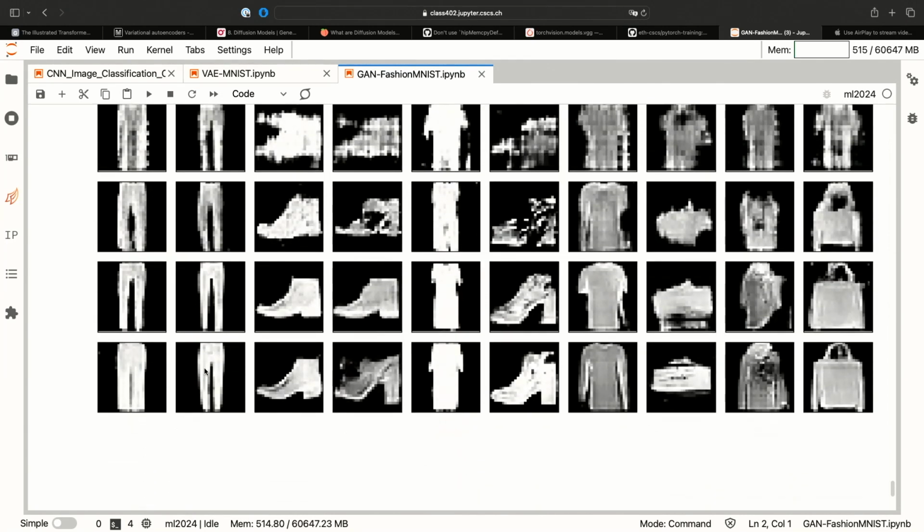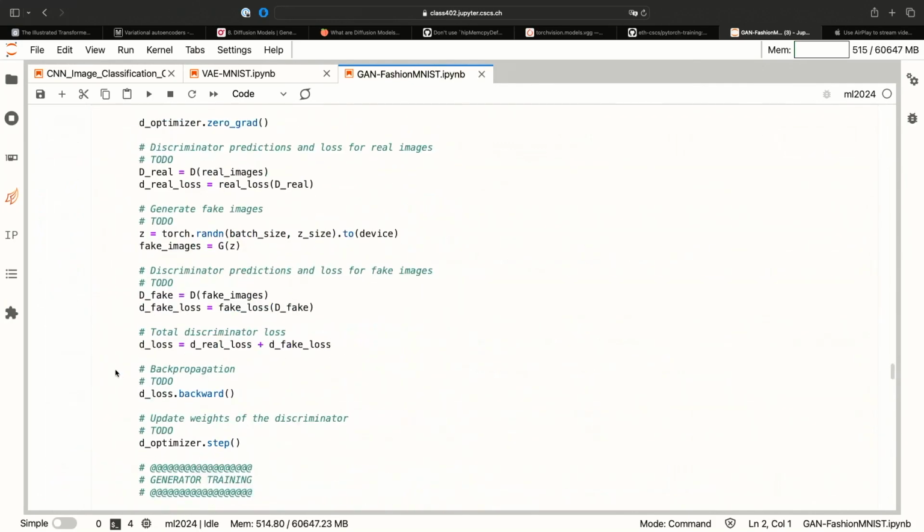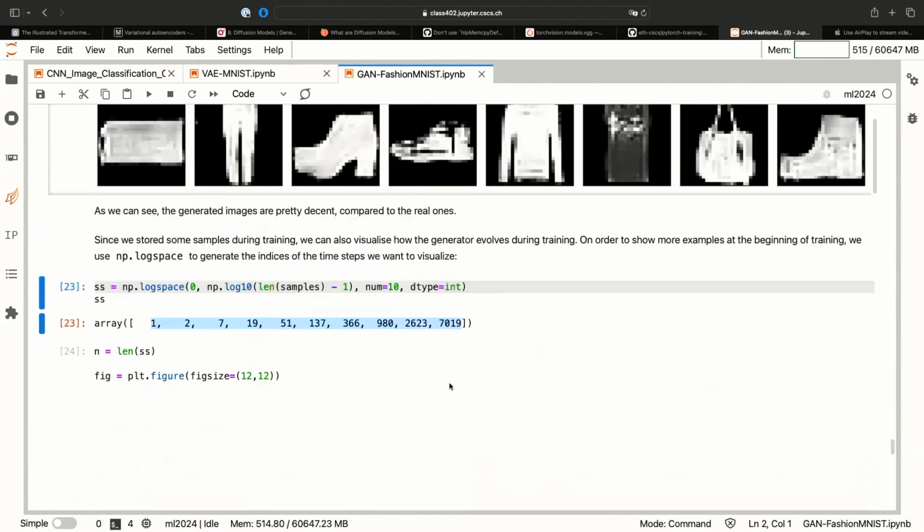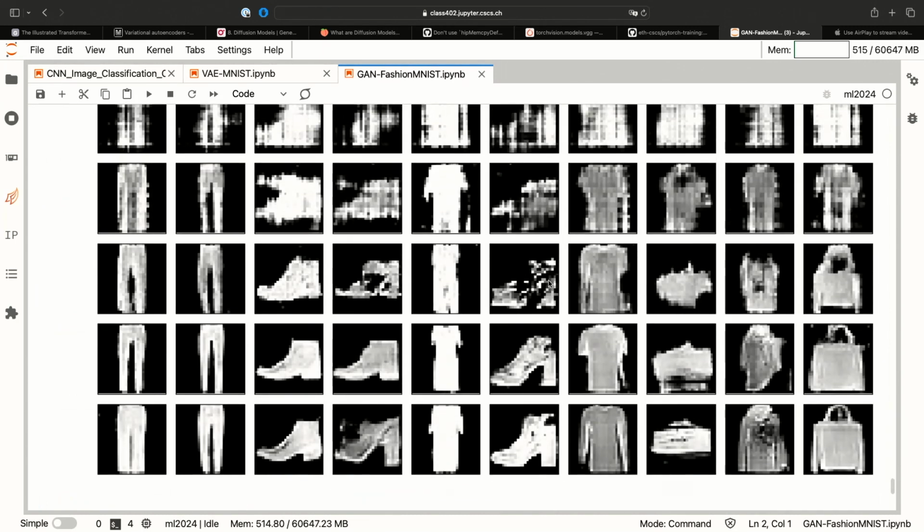And then you can see that at the end of the training, after, I don't remember how many epochs, 15 epochs, so 7,000 iterations with the batch size that we chose, you learn how to generate new images that look like the samples of the dataset.